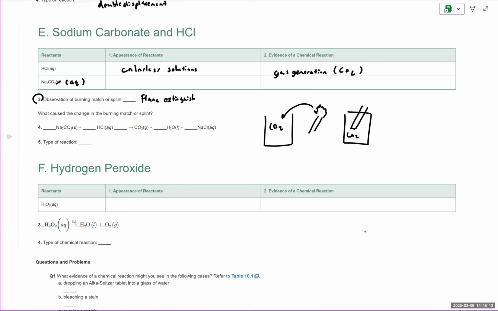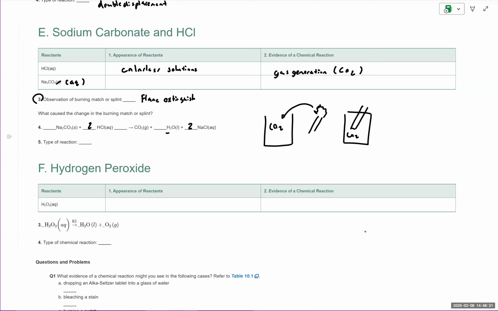In terms of balancing this equation, the first thing we want to focus on is hydrogen. So we have 2 hydrogens on the right, so we need 2 hydrogens on the left. From here, we have 2 sodiums on the left, so we need 2 sodiums on the right.